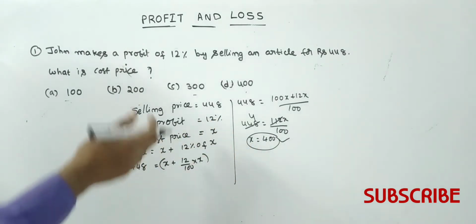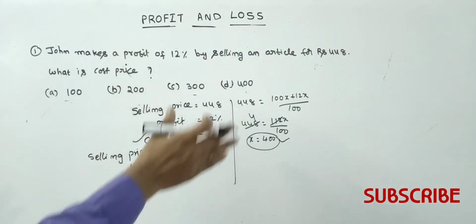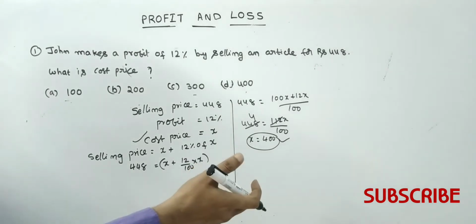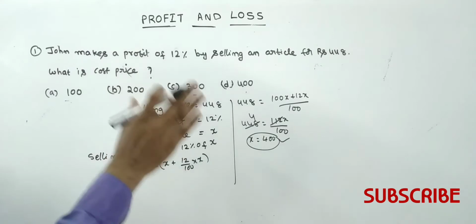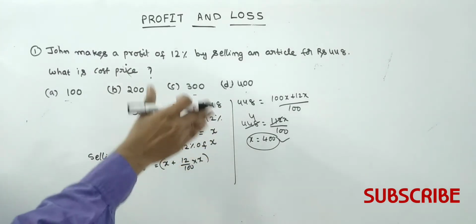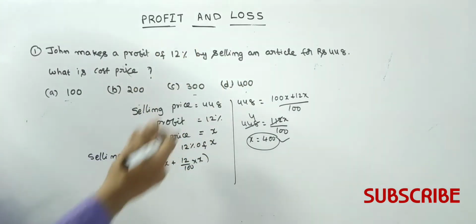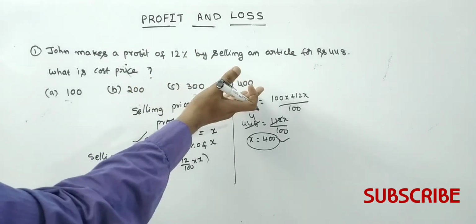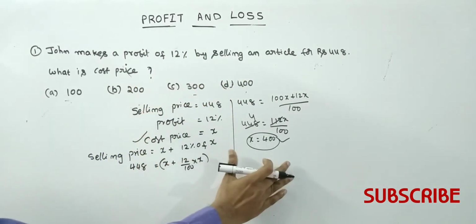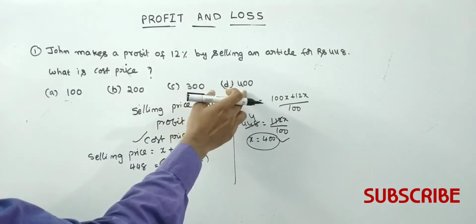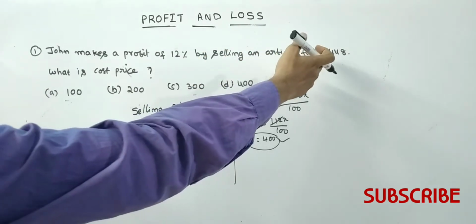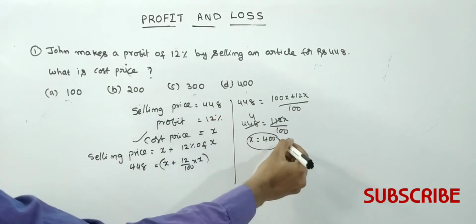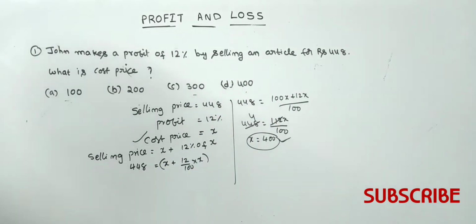Is there any difficulty? The actual procedure is this. But if you go through the procedure in the examination, we will lose our time. But we should know the procedure also. If you know the procedure, we can do it in a number of ways, and straight away we will get the answer. 12% of 400 is 48. That means selling price becomes 448, which he has given. So answer is 400. Here also we got 400.